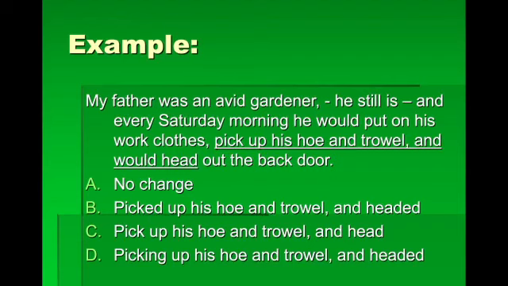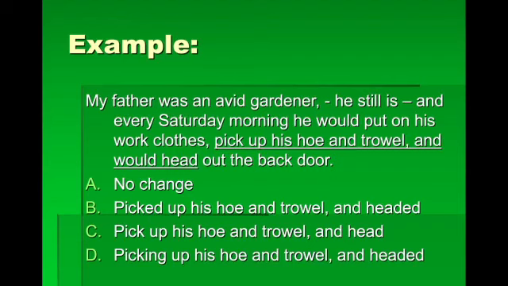My father was an avid gardener. He still is. And every Saturday morning, he would put on his work clothes, pick up his hoe and trowel, and would head out the back door. Now here the ACT is attempting to confuse you, because remember, when we're watching for parallelism, is everything where it's supposed to be according to tense in the verbs. And we have correct verbiage here when we say, my father was an avid gardener, he still is. Because of those dashes, it is technically correct, but it's trying to confuse you with both past and present tense.